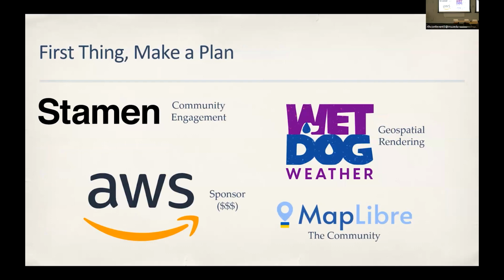The first thing was making a plan. Stamen knew all the right people here, so they did the community engagement process. AWS had the money. They roped us in to do the planning for the geospatial rendering. This is my company, Wet Dog Weather. And of course, MapLibre provided a lot of feedback as to what they wanted. There's an interesting footnote here. We're a weather company, so why are we doing this? The answer is, well, money. And we have the capabilities. In a previous company, a couple of us made an open source toolkit called WhirlyGlobe, which made the transition from OpenGL to Metal. So we know how to do that, and that's how we got roped in.